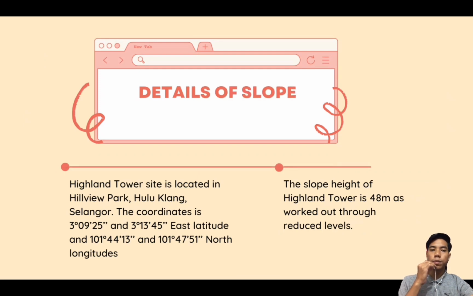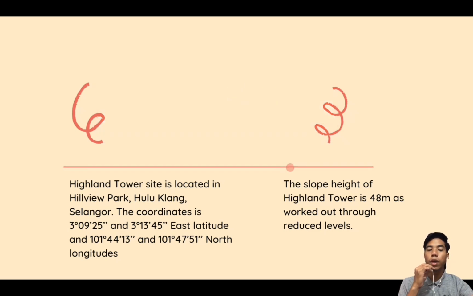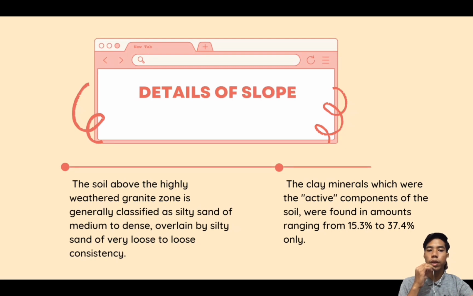For details of the slope, the Highland Tower site is located in Hillview Park, Hulu Klang, Selangor. The slope height of Highland Tower is 48 meters as worked out through reduced level. The soil above the highly weathered granite zone is generally classified as silty sand of medium to dense consistency, overlain by silty sand of very loose to loose consistency. The clay minerals, which were the active component of the soil, were found in amounts ranging from 15.3% to 37.4% only.